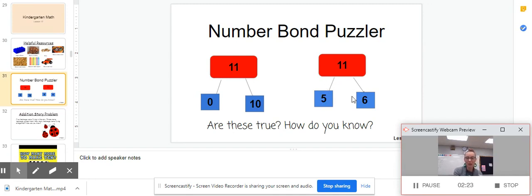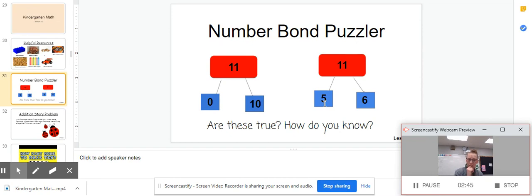So 6 is in my heart or my brain. We're going to count up 5 from 6. So 6, 7, 8, 9, 10, 11. Did you get 11 too? Good job. So this one is not true and this one is. 6 and 5 make 11.